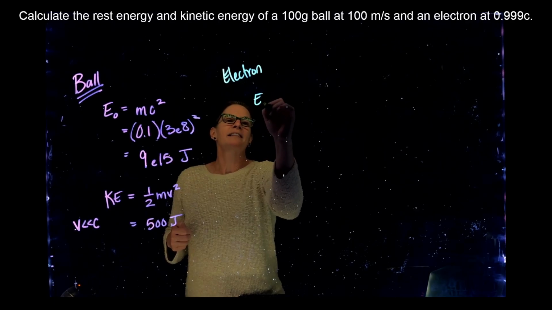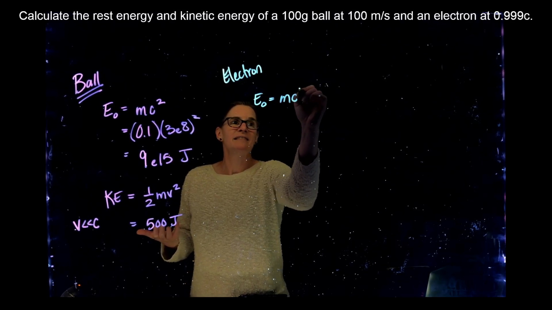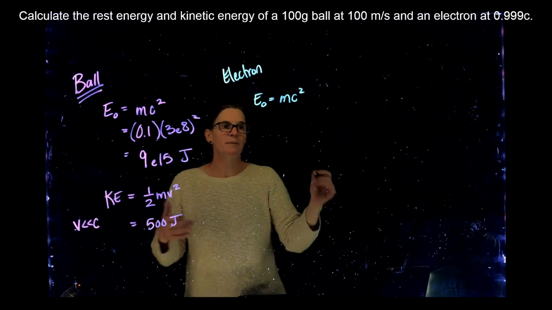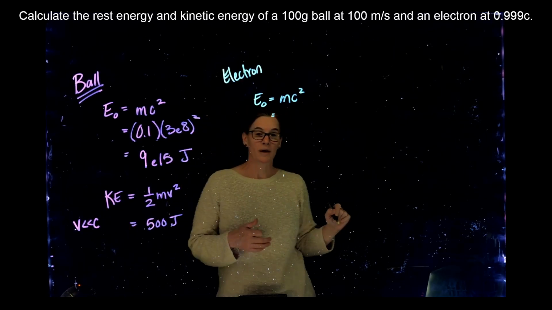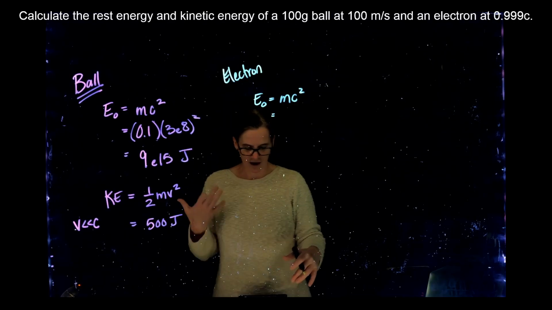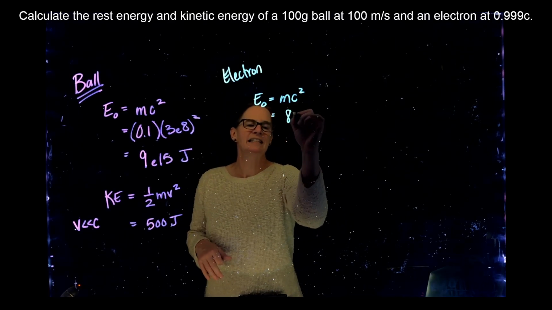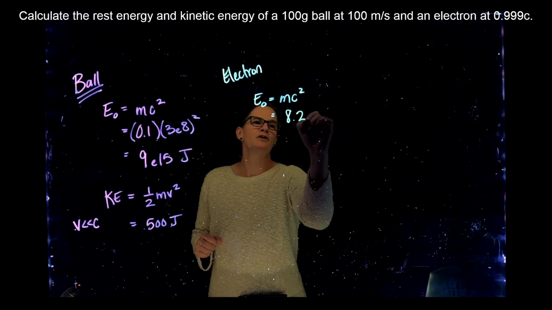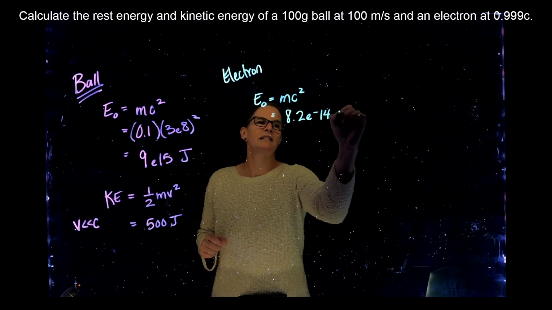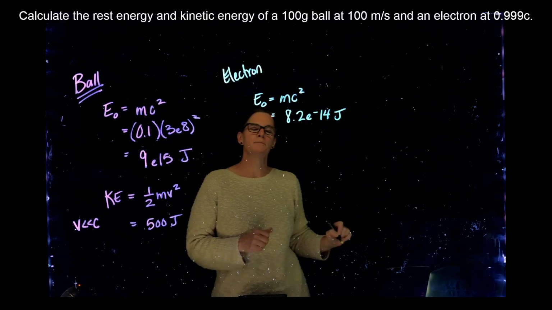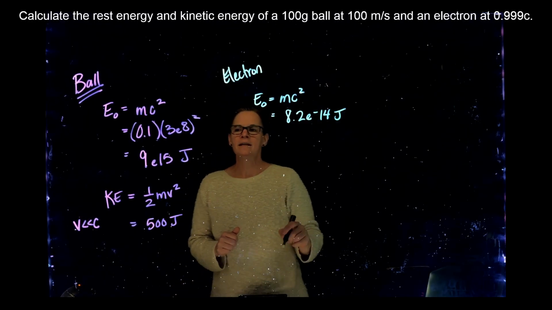In the electron's case, the rest energy is the same relationship. It's mc squared, and we know the mass of an electron, we know the speed of light. This leads us to 8.2 times 10 to the minus 14th joules. Okay, so a little bit of energy there.